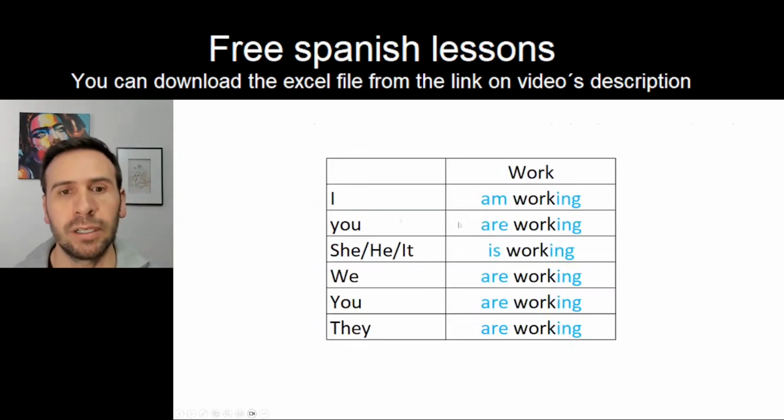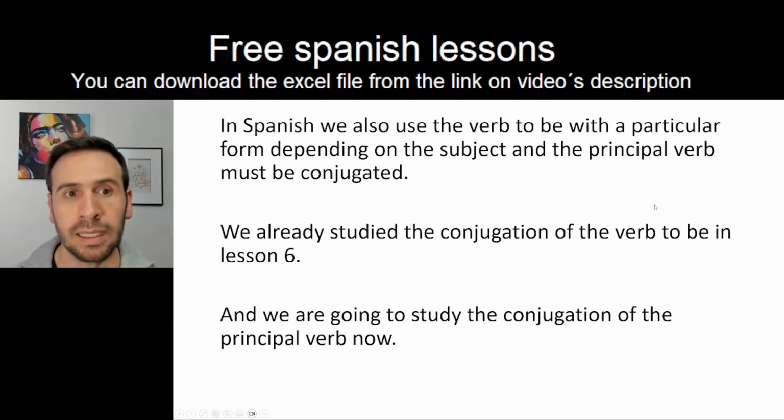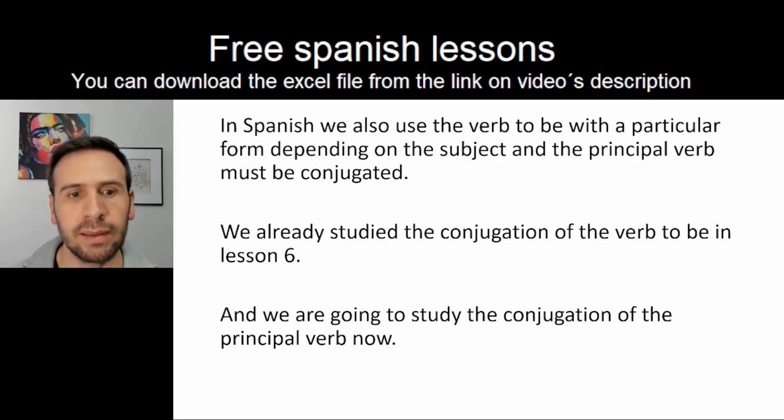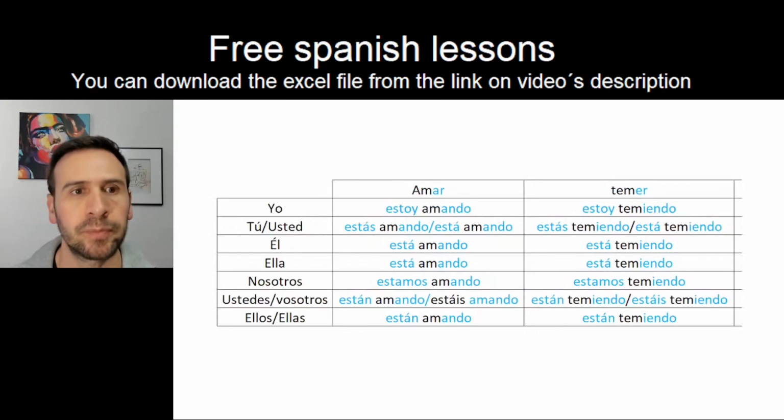As you can see here, the verb to be has a form depending on the subject, and the principal verb has the termination -ing. In Spanish, we also use the verb to be with a particular form depending on the subject, and the principal verb must be conjugated. We already studied the conjugation of the verb to be in lesson 6, and we are going to study the conjugation of the principal verb now.